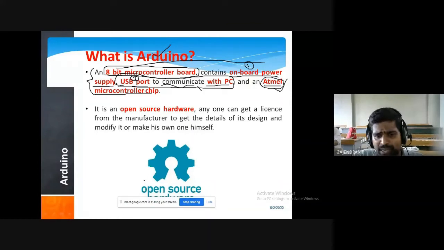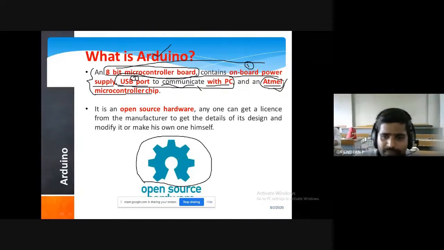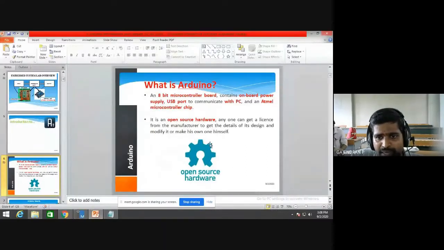Then what is the second one? Can anyone identify? Are you aware of this symbol? Can anyone type it in chat box? What is this symbol called? Can anyone type it in chat box? What is this symbol? Now you can see the full logo. What is the symbol name called?